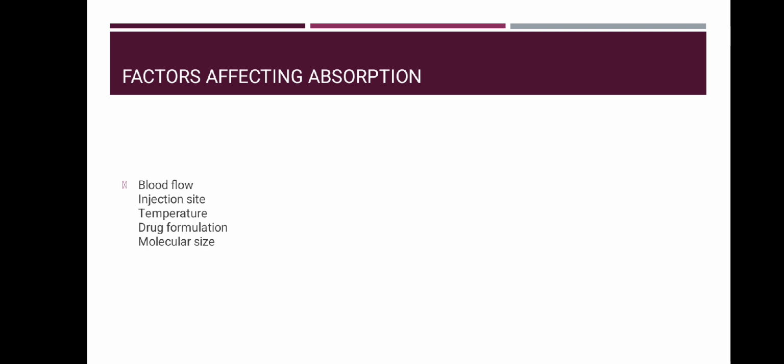Fourth is local temperature. Higher temperature causes vasodilation. Vasodilation increases blood flow and accelerates absorption. Cold temperature causes vasoconstriction and slower absorption. Fifth is injection site. Absorption rate differs among body regions. This is why insulin is frequently injected into the abdomen.